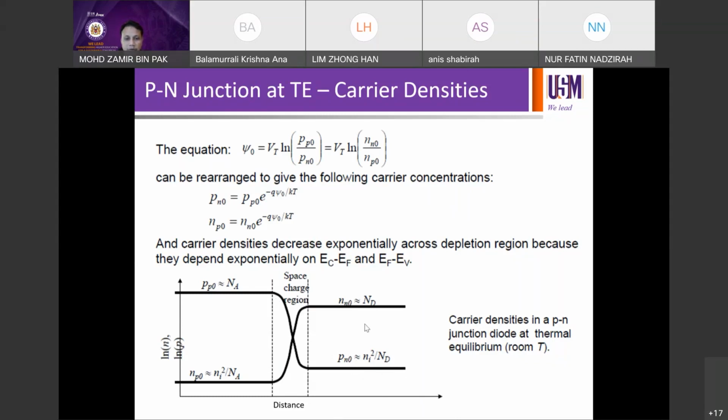The same goes for the N-type. The electrons are the majority carriers in the N-type material, and the concentration is given by Nn naught equals Nd. The moment the electrons cross the junction into the P-type, they are the minority carriers. So Np naught, the minority carrier electrons in P-type material at thermal equilibrium, is given by Ni squared over Na, no longer Nd, because now the electrons are within the P-type material.